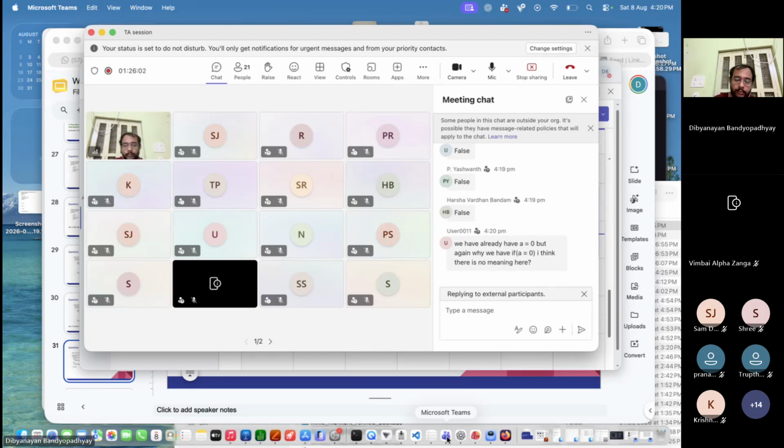We already have equal to 0, but why do we have if with equal to 0? I think there is no meaning here. The point is not to derive any meaning. It is to understand how the if else statement works and how the assignment operation evaluates. To understand the meaning of the operation itself, we have to do this. So, any other queries?